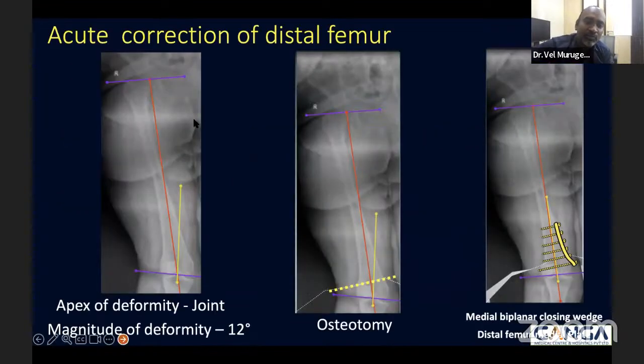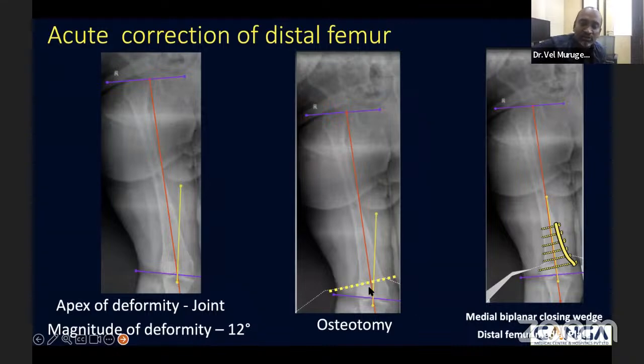Because he was very obese, it was very difficult for the patient to have a frame on the thigh. So we planned to do an acute correction in the distal femur. For any deformity correction, first we have to identify the apex of the deformity. Here the apex of the deformity was at the joint, and the magnitude of the deformity was 12 degrees.